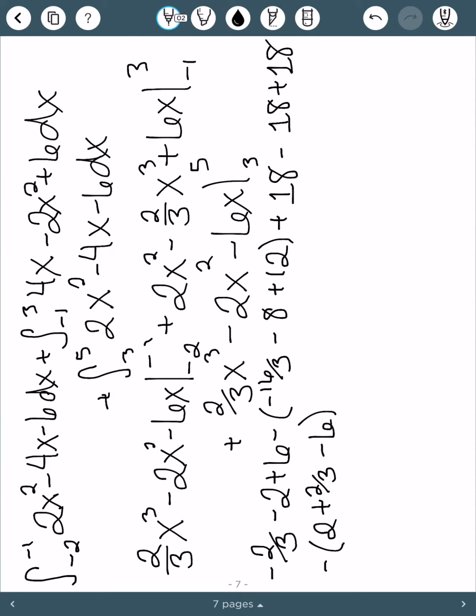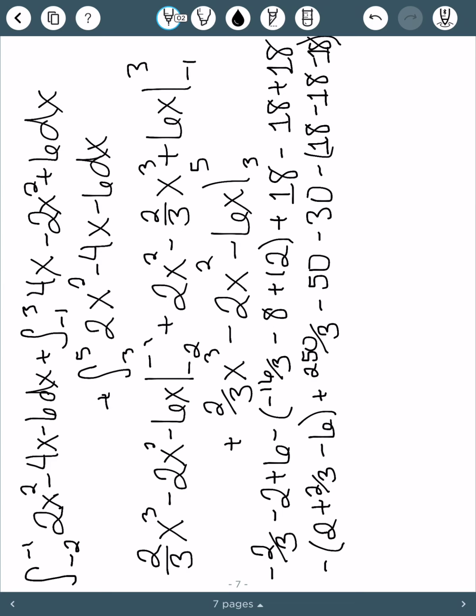And then evaluating at 5. 5 cubed is 125 times 2 would be 250 over 3 minus 5 squared is 25 times 2 is 50 minus 30, minus evaluating at 3, which gave us 18 minus 18 minus 18. And then this finally gives us 142 over 3.